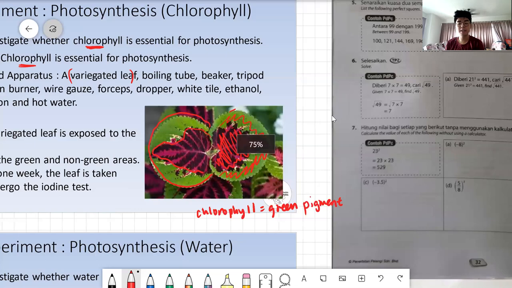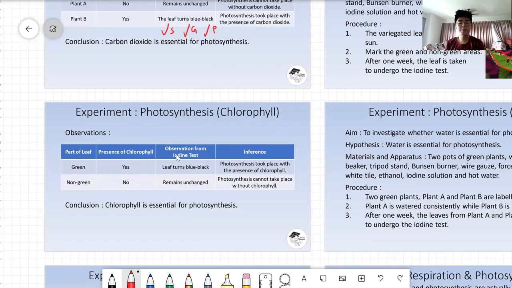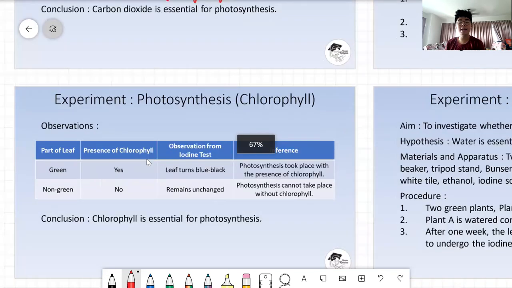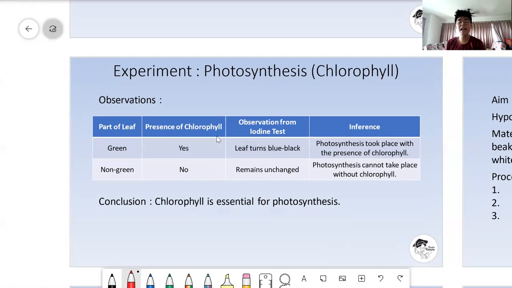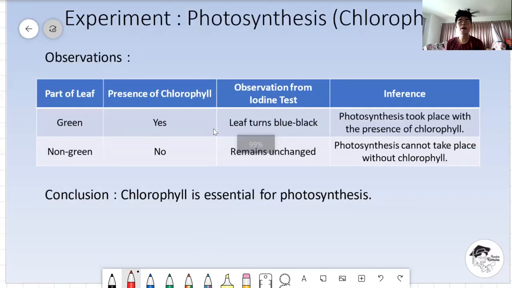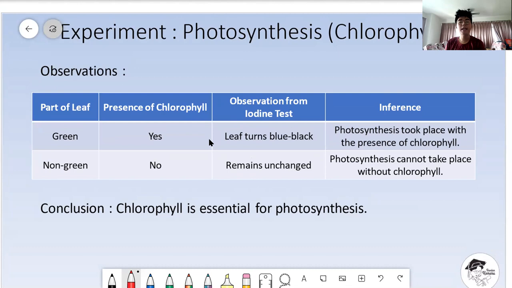Now, in the part of the leaf that is green, is there chloroplast? Yes. Is there chlorophyll? Yes. The observation: the iodine test turns from brown to blue-black. That means there is starch, there is glucose, there is photosynthesis. Then photosynthesis took place with the presence of chlorophyll.